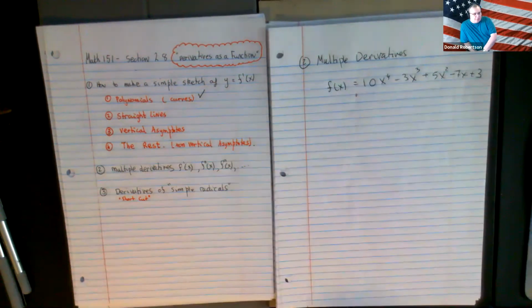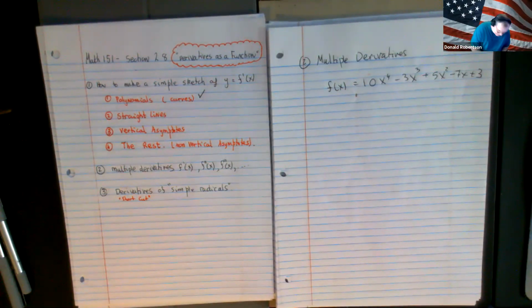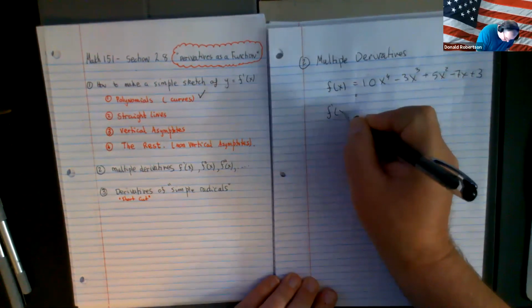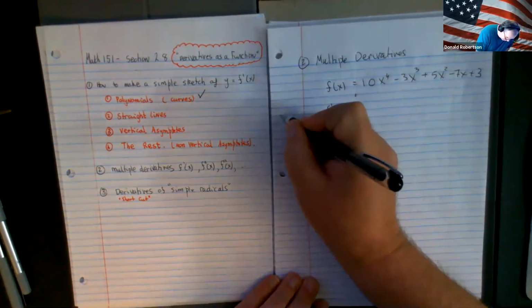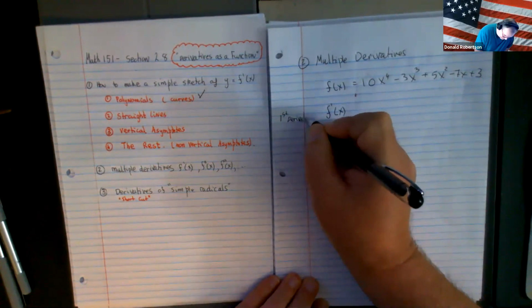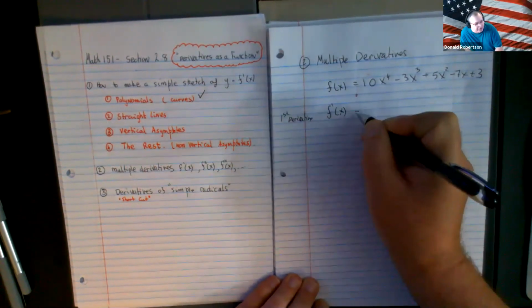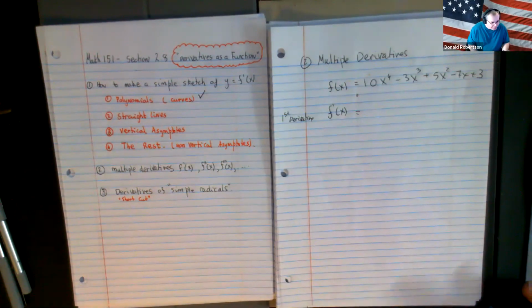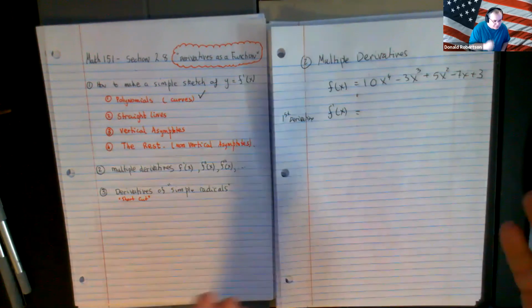Right, there, a nice big ugly polynomial. If I asked you to find its derivative, sometimes called the first derivative, we can do that, can't we? Do it with the shortcut method. So multiply by the power and reduce it by 1.